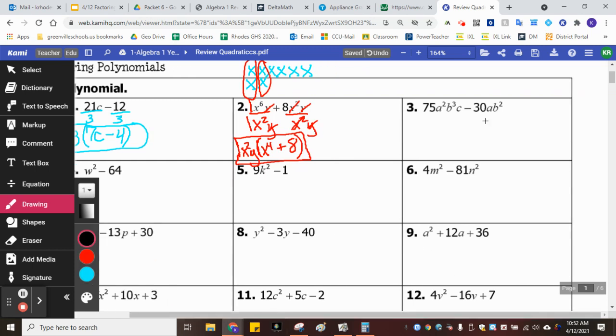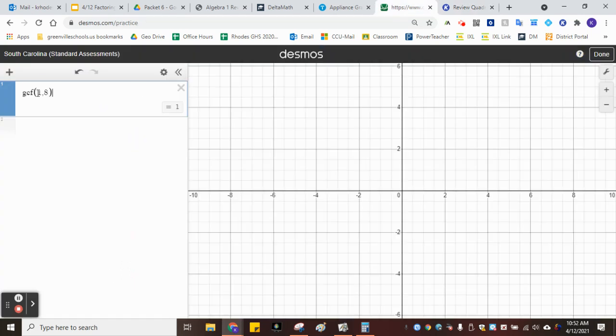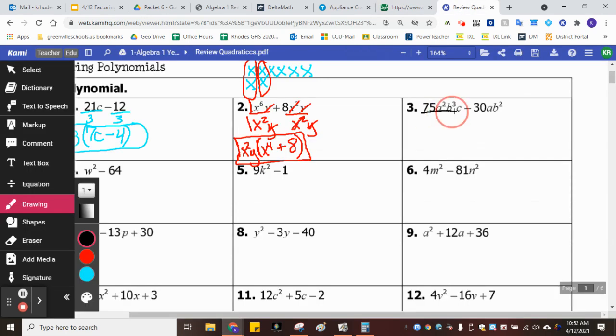All right, one last one of greatest common factor. Greatest common factor between 75 and 30. I always slow this video down if I'm going too quick. It's 15. I'm just trying to not make this video too long.